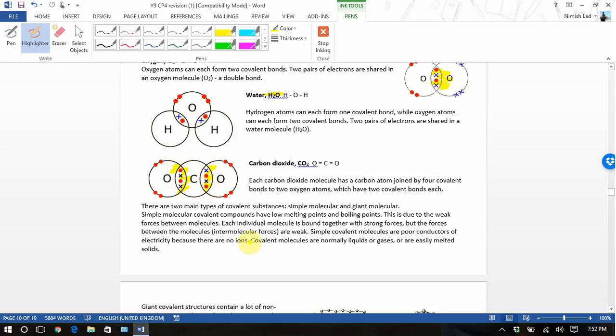So there are 2 main types of covalent substances, simple molecular and giant molecular. These are all simple molecular. They have low melting points and low boiling points. Even though there are strong forces between the carbon and oxygen within each carbon dioxide molecule, there are weak forces between one carbon dioxide and another that might be over here. So they can break apart very easily. They're weak intermolecular forces, weak forces in between the molecules, so that they can become gas very easily. This means that they are poor conductors because they don't have any ions, and that's why they're normally liquids or gases. Or if not, they're easily meltable solids.